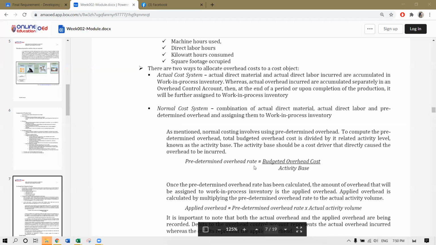Okay, let's talk about it. May kita tinatawag nga predetermined overhead rate in computing for the predetermined overhead. So, adiha, to compute the predetermined overhead, total budget overhead costs is divided by its related activity level known as the activity base. The activity base should be a cost driver that directly costs the overhead to be incurred.